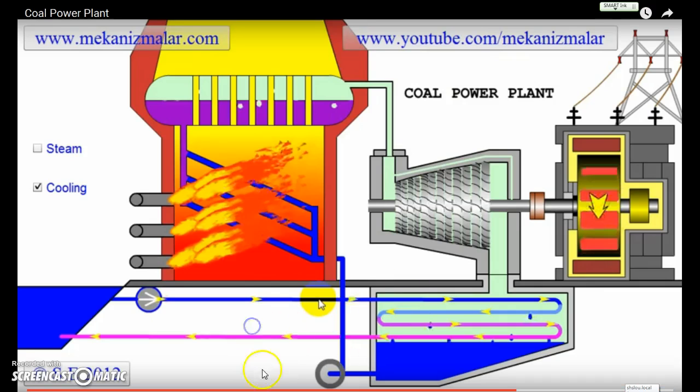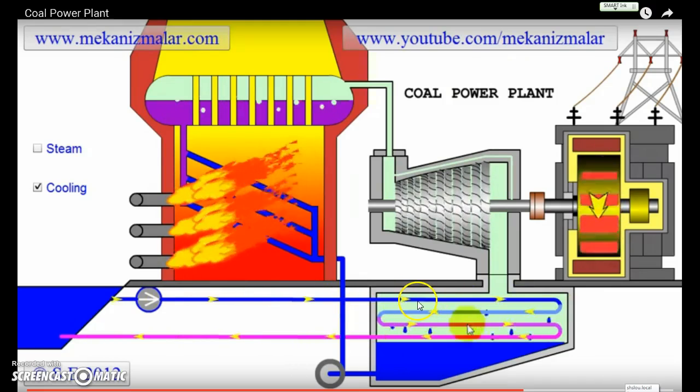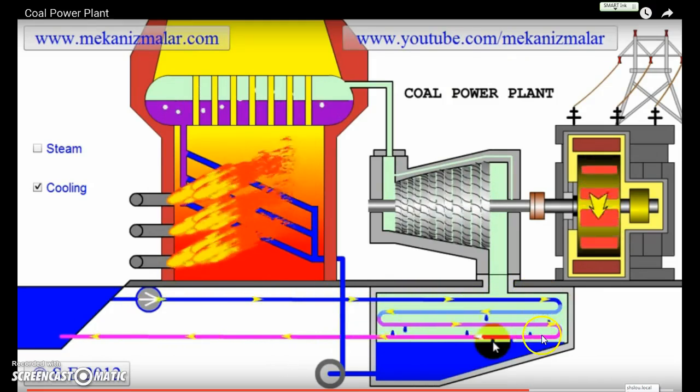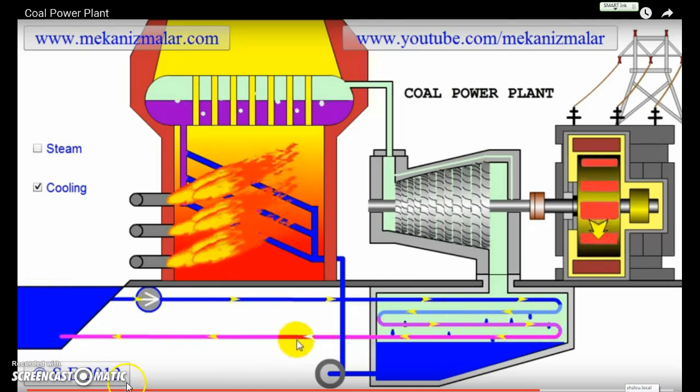So let's watch that in the animation. The arrows show where the water is going. Cold water comes in, it heats up because of the steam, and it exits back into the reservoir, where it cools off once more.